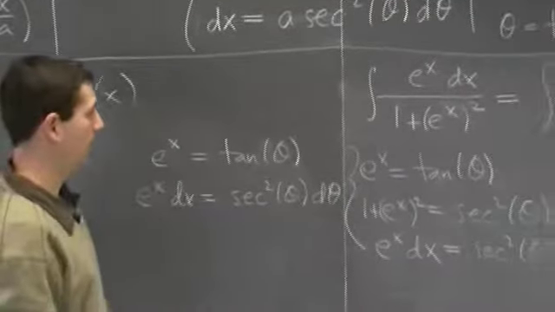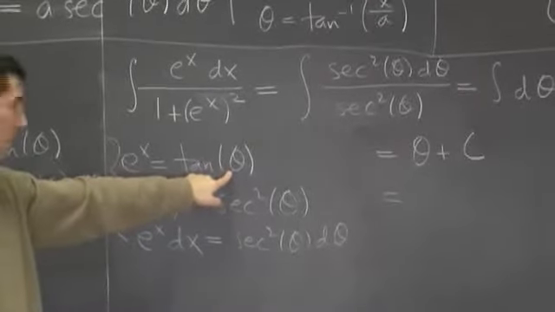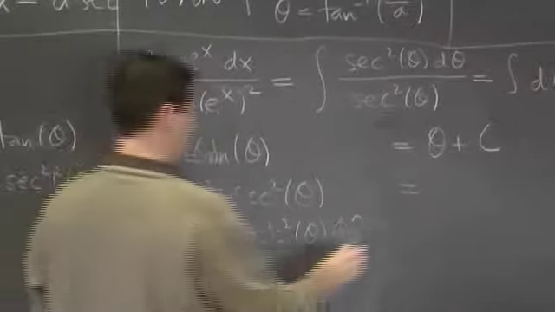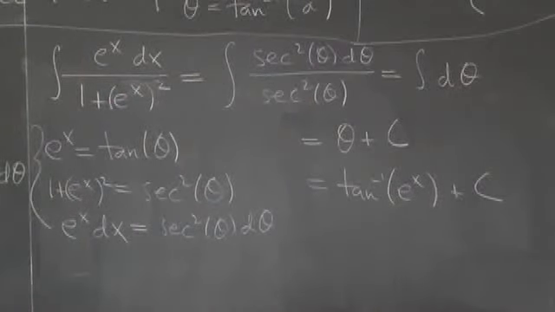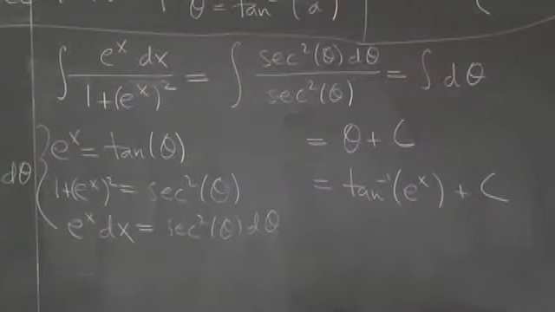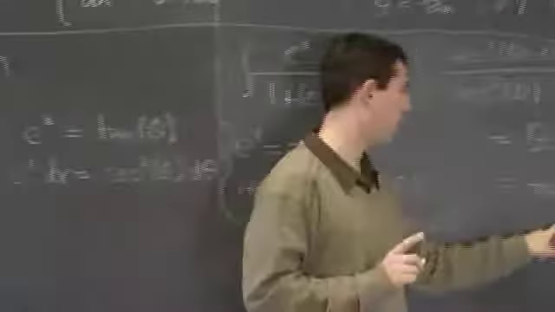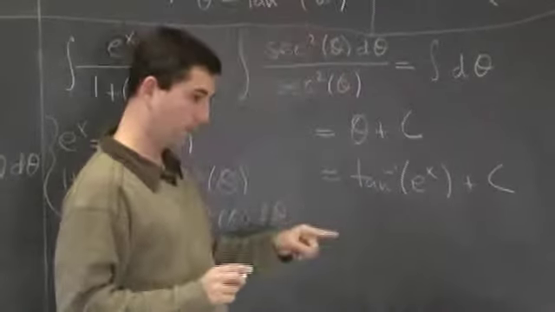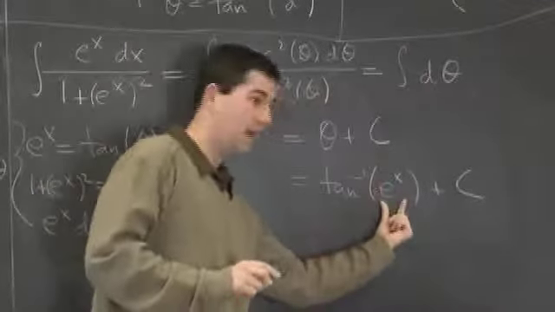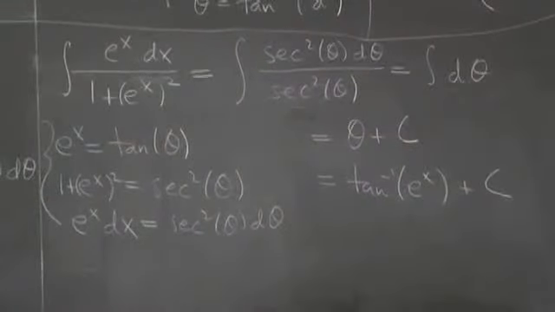All right, so we wanted to know what theta was. Well, we know that e to the x is tangent of theta. So if I take the arctan of both sides, I get theta. So the integral is arctan of e to the x. Now let's quickly make sure that this is correct. What would be the derivative of arctan of e to the x? Well, it would be 1 over 1 plus e to the x squared, times e to the x. And that's where you get that e to the x up top.